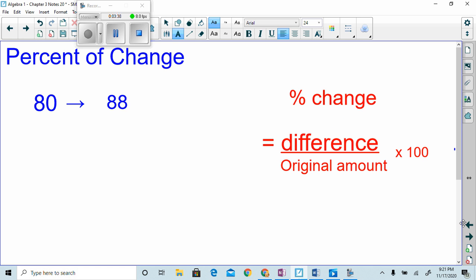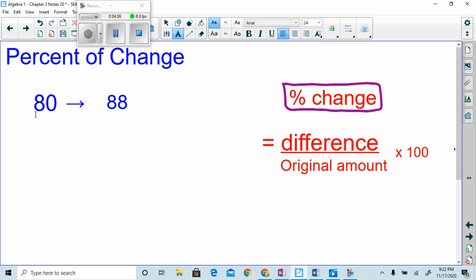I want to talk about a special kind of percent problem now called percent of change. Percent of change says let's find the change of the starting to the ending amount, dividing by the original amount or the base amount, and then multiplying by 100 to get a percent. So we've already worked on some problems where we're finding a part. Here we're finding the percent. So what you do is find the amount of change.